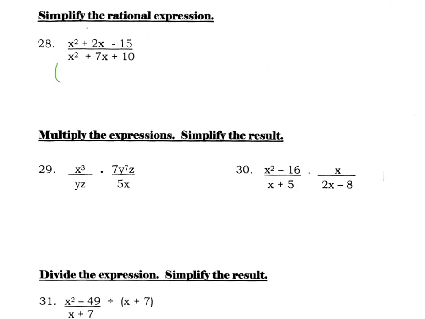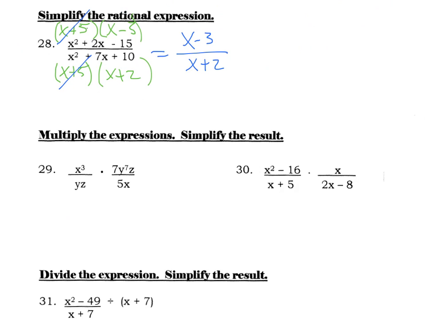So if I factor the bottom, I believe you should get x plus 5 and x plus 2. And on the top, if you factor, I believe you will get x plus 5 and x minus 3. I'll leave it to you to verify the factoring. We've been doing that for a while. But what you'll notice is that both the top and the bottom have an x plus 5, and x plus 5 over x plus 5 is just 1. So we end up with x minus 3 over x plus 2.